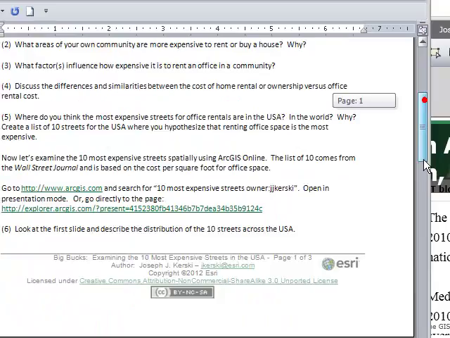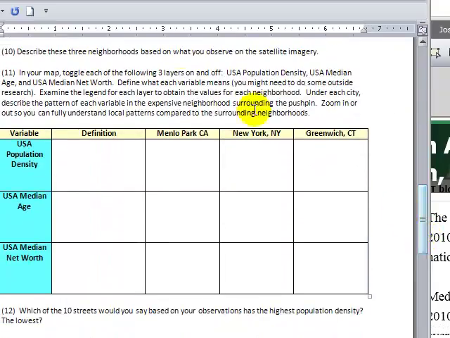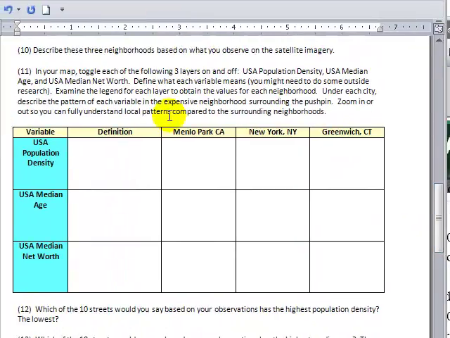Okay, in this lesson, I'd like you to fill out this table. Define what each variable means. You might need to do some outside research to find out what median net worth actually is. Examine the legend, as we've done, for each layer to obtain the values for each neighborhood. Under each city, describe the pattern of each variable in the expensive neighborhood surrounding the pushpin. Zoom in or out so you can fully understand local patterns compared to the surrounding neighborhoods.